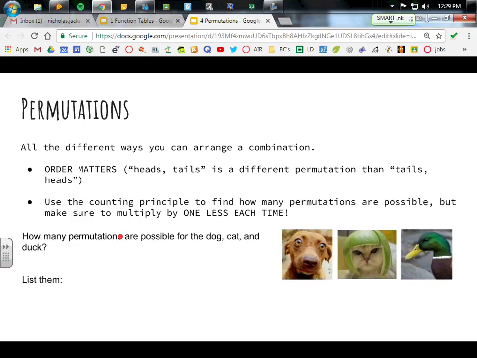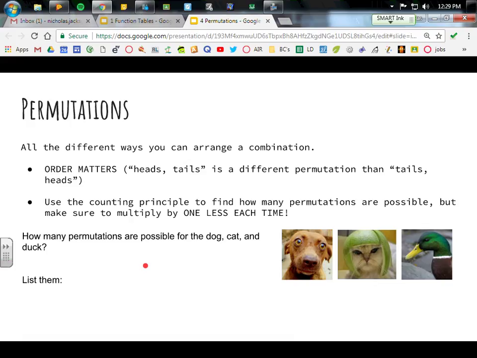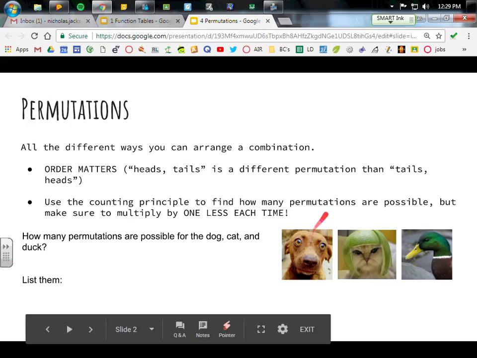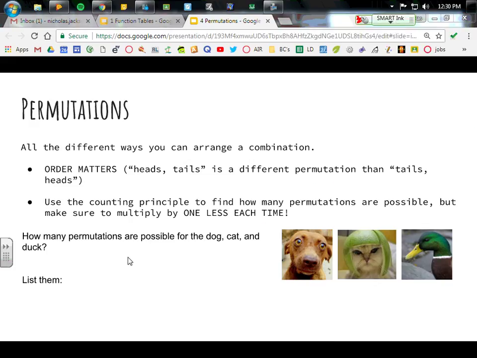So let's look at an example real quick. It'll start to make sense the more you work with it. So here we have a dog, a cat, and a duck. First, we want to know how many different permutations are possible for the dog, the cat, and the duck. And to figure that out, we use the counting principle, and we multiply. But we have to make sure that we're multiplying by one less each time. The reason is that you have your maximum number of options for your first choice.